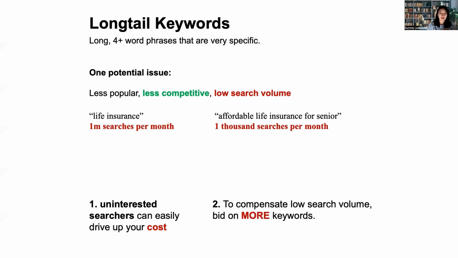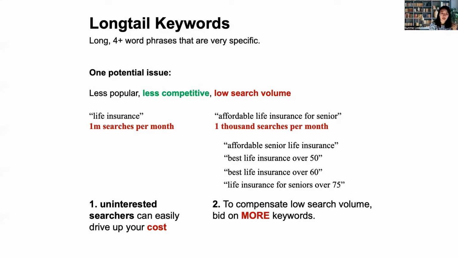So here are some examples. If you are bidding on just life insurance, maybe you can also bid on senior life insurance, life insurance over 30 or 60, life insurance for seniors over 75. So you can easily diversify that, and there are many different variations.